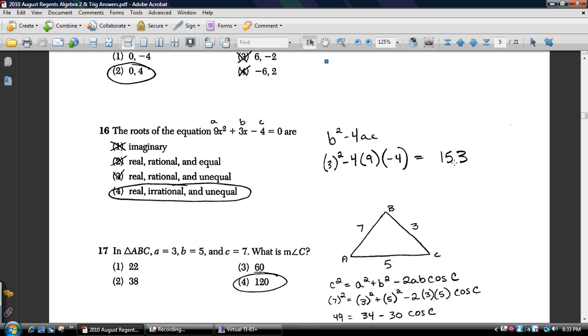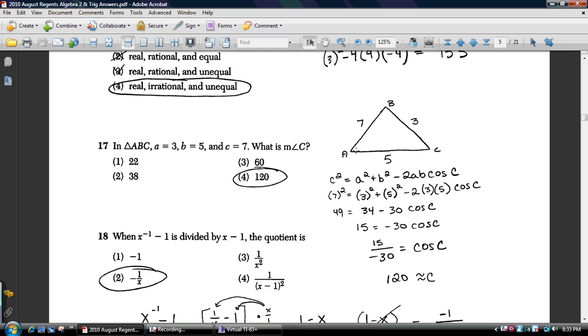153, when you try and take the square root of it, is an irrational number. And so therefore, the roots are irrational. And that's why I chose choice 4.